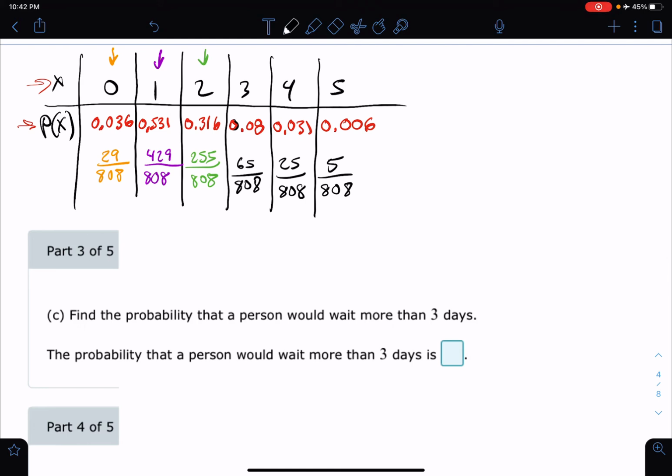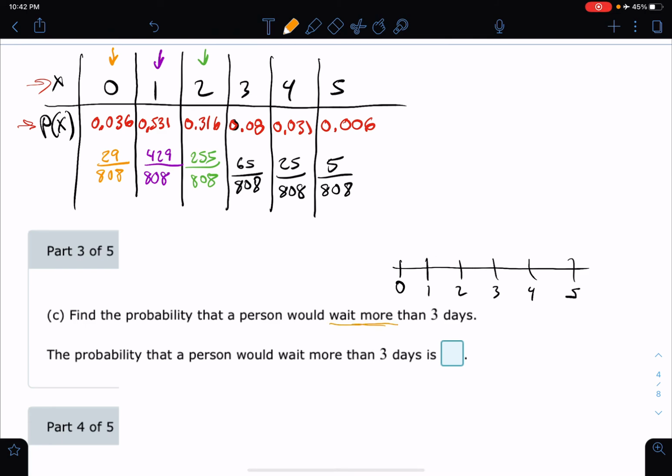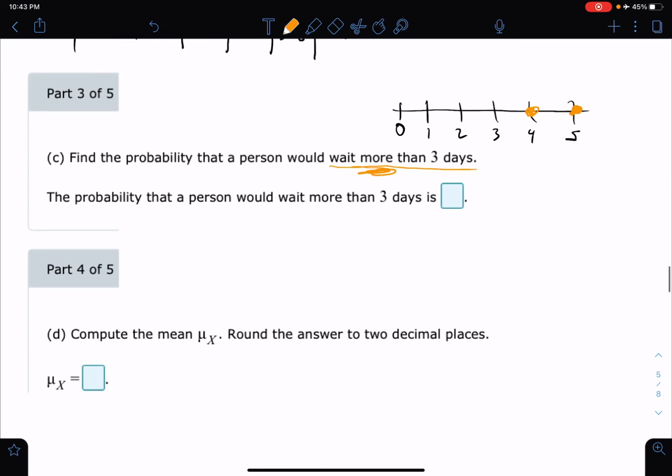So now find the probability that a person will wait for more than 3 days. So remember, if we're trying to represent the random variable x, the possibilities are 0, 1, 2, 3, 4, and 5. The wording here says, what's the probability that the person would wait for more than 3 days? That doesn't include 3. More than 3 is 4 and 5, right? So the way we would show that is probability of 4 plus the probability of 5. And that would be showing the probability the person will wait for more than 3 days.